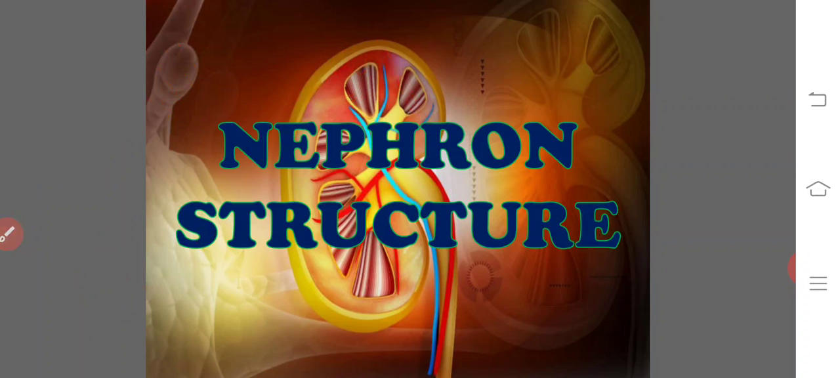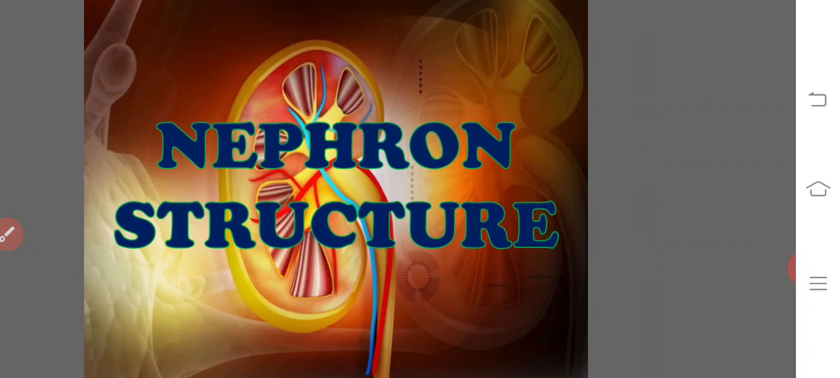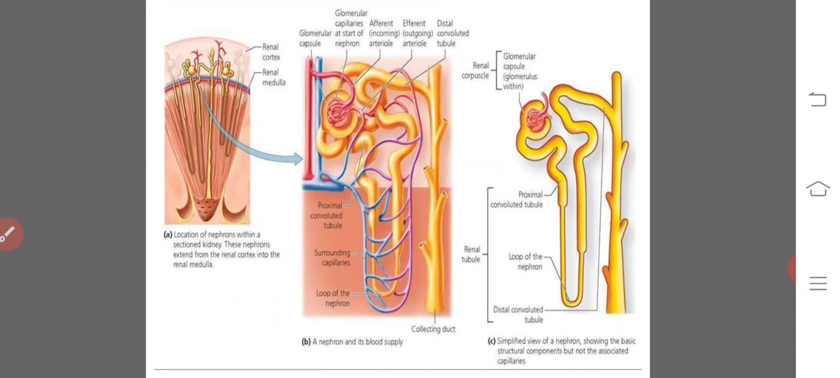They are followed by the collecting system. In addition, kidneys contain a network of capillaries, lymph sinuses, nerves, and the interstitial fluid in the intercellular spaces. Right? This is the introduction to nephrons.